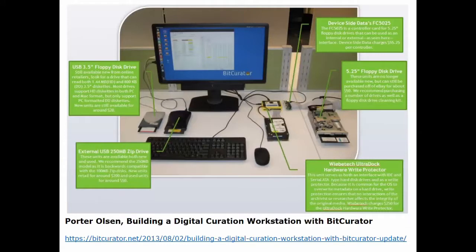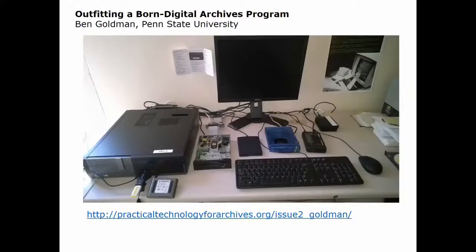This is Porter Olson's write-up from back in the BitCurator days of a very minimal but descriptive representation of what kinds of adapters and equipment you need to read from some of these older media. And so that's available for people to look at. And then it's worth pointing out also that there are more, I shouldn't say ad hoc, but just more pieced together with available technology sort of setups. So this is just one of many. This is from Ben Goldman at Penn State University. So it has a fairly standard commodity machine, but then various adapters and write blockers and things plugged into it.